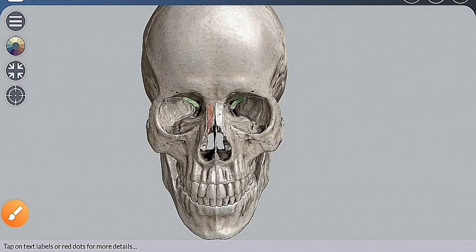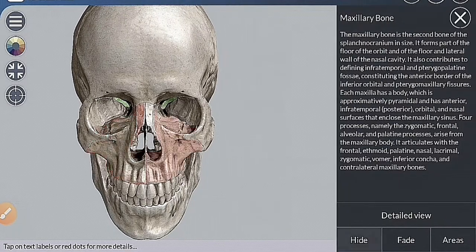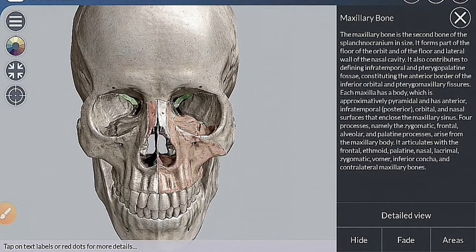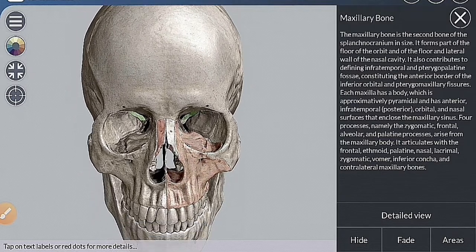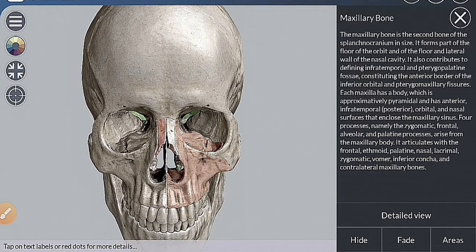So the next bone we have here is the maxilla. It is two in number, right maxilla and left maxilla. It forms the upper jaw. It is the second largest bone of the skull, and it forms part of the face, nose, mouth, and also the orbit. And the shape is pyramidal.